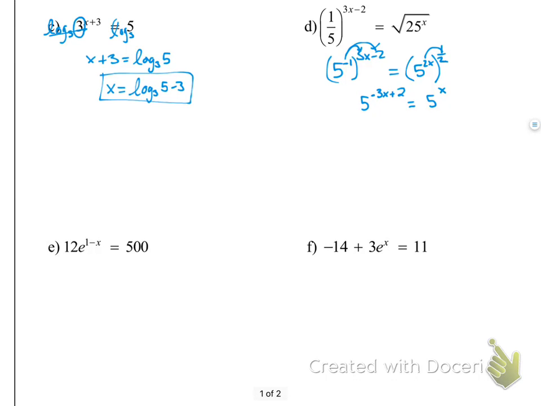Now we have the same base. Now those cancel, and we're left with negative 3x plus 2 equal to x. And now we solve for x. So 2 equals 4x, and x equals 1/2. There's more. Let's look at E.